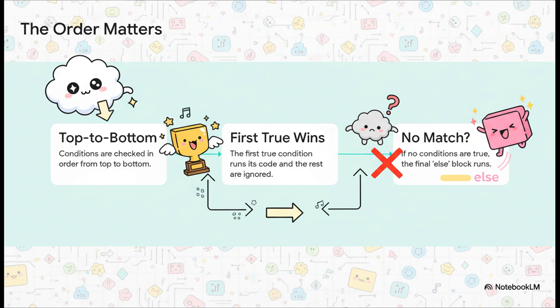Now, here's the most important thing to get right. The order you write these in matters a lot. The computer checks them one by one, from the top down. And the very instant it finds the first one that's true, it runs that code, and then completely ignores the rest of the chain. Only one block will ever run.